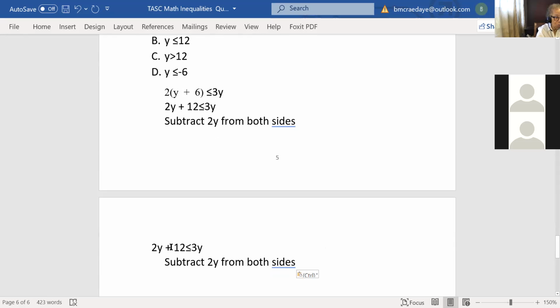So we subtract 2y from both sides. So let's do this. Minus 2y on the left and minus 2y on the right. So we subtracted the 2y from both sides. All right. Now, what do we get on the left side, Vanessa?